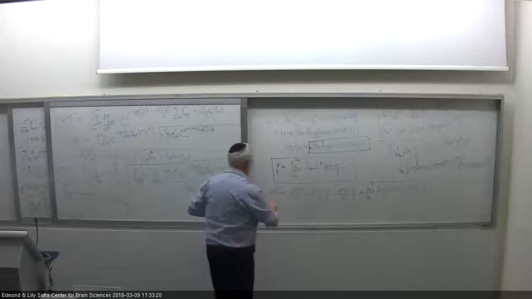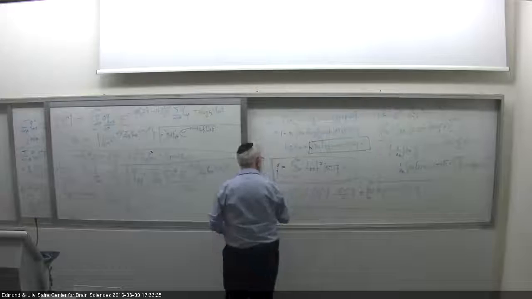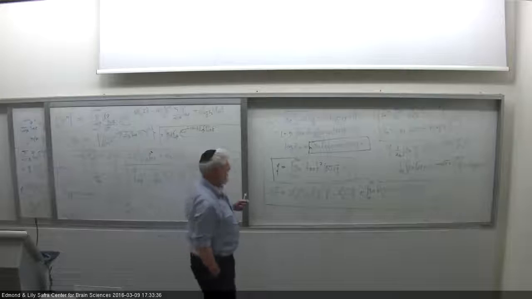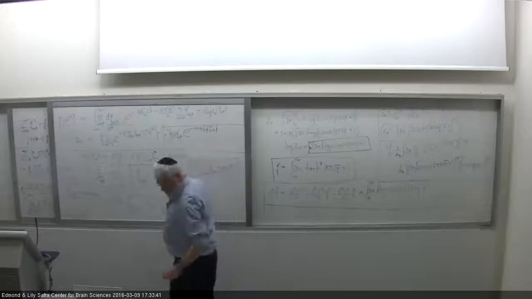The claim is that in the large N limit, this is the solution. Okay, now what is the physical meaning of the solution before we go on? The physical meaning of the solution is very simple. You know, Q, remember, is the average of S_i squared, the physical meaning of Q.